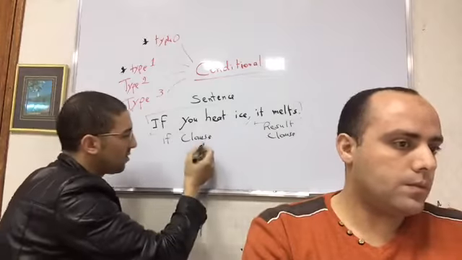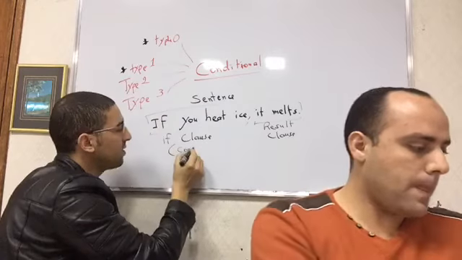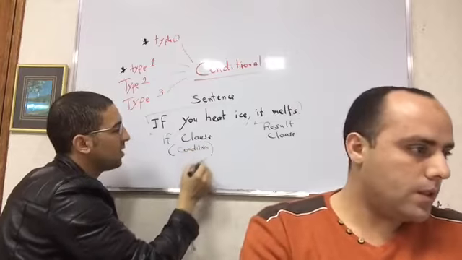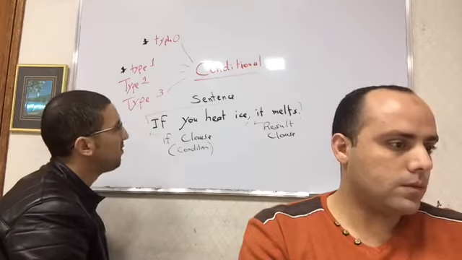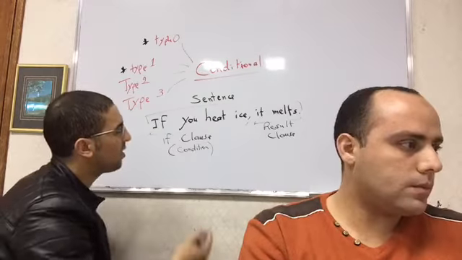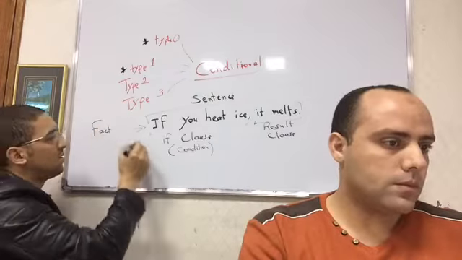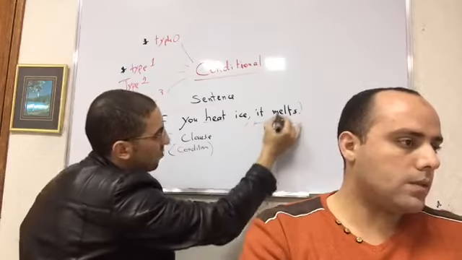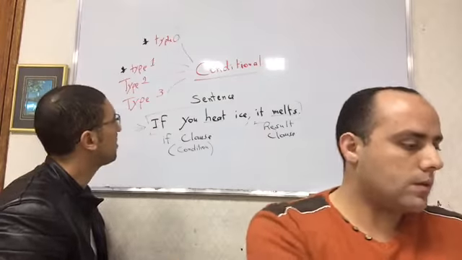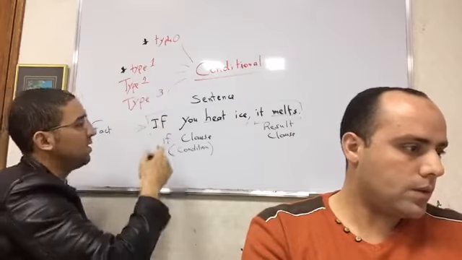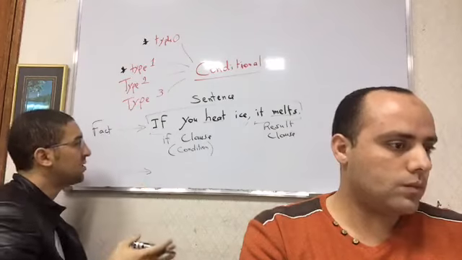We explained the meaning of a clause. The if clause is the clause that contains the condition. In order for this to happen, this condition has to be fulfilled, like if you heat ice, it melts. Because this is a scientific fact, we use the present simple in the if clause and the present simple in the result clause. The same thing with type 1.